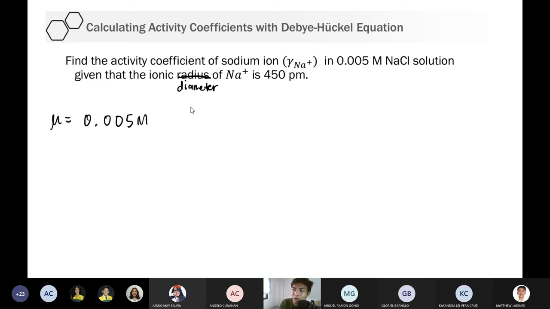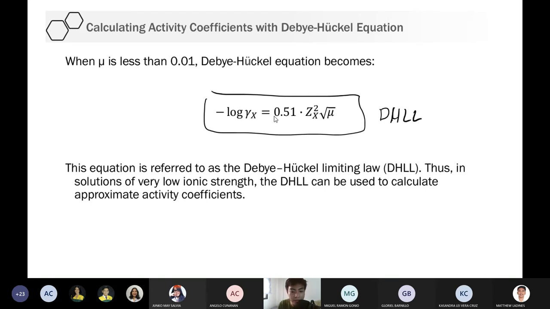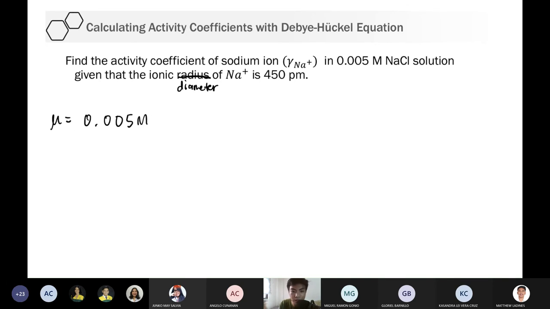And also, look, no? Our mu is less than 0.01. Okay. According to this slide, when mu is less than 0.01, we can use the Debye-Huckel limiting law, DHLL. We can use this to solve for the gamma. Okay, so let me write the DHLL. That's negative log gamma H plus equal to 0.51 ZH plus squared times square root of mu. So, binura na natin yung denominator kanina.